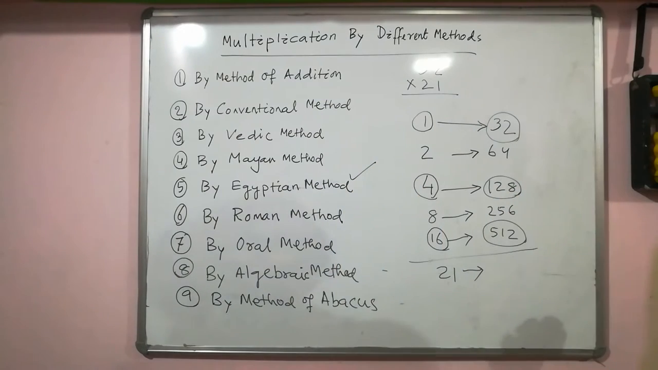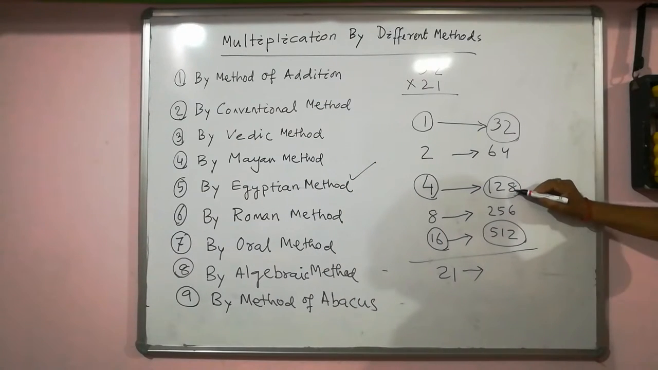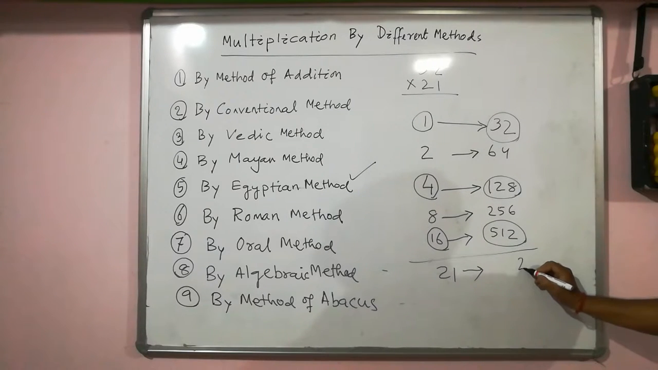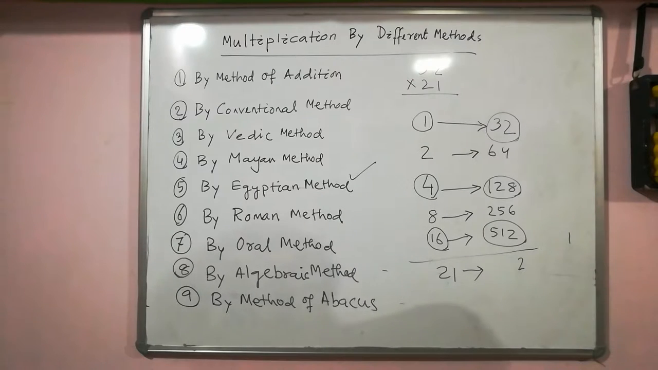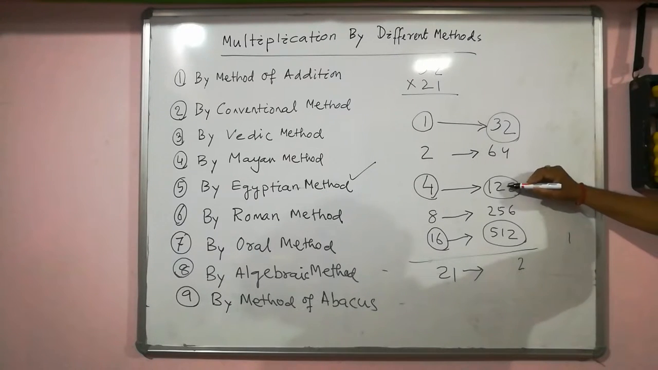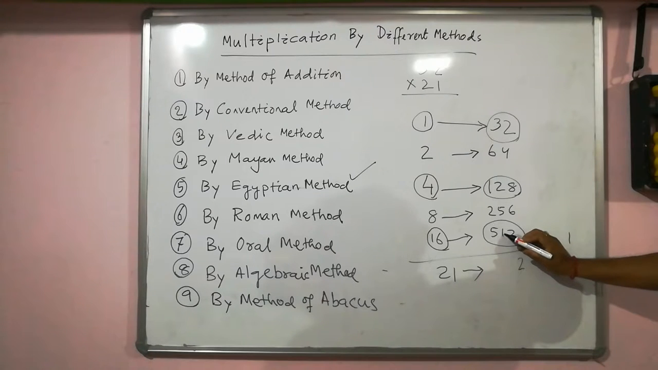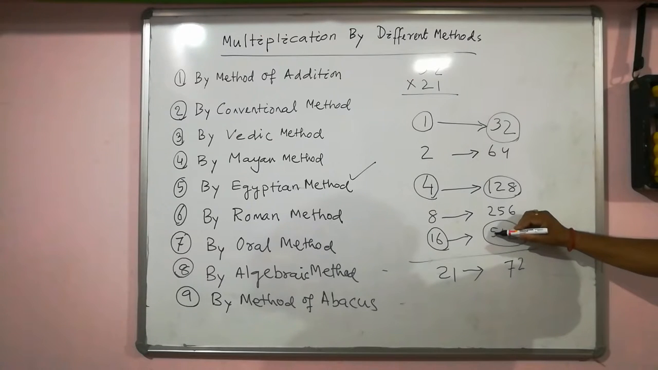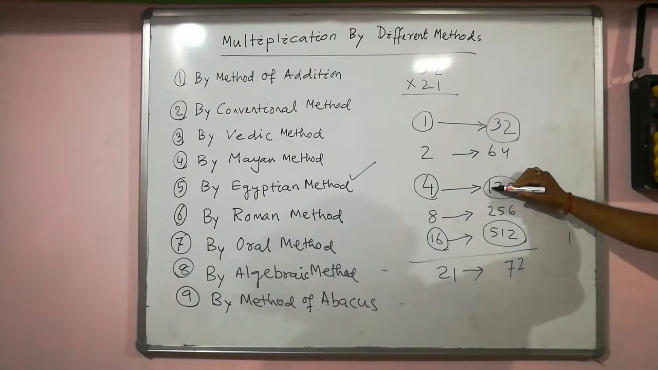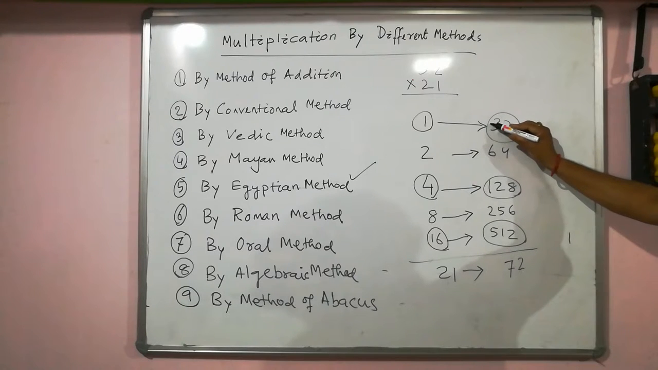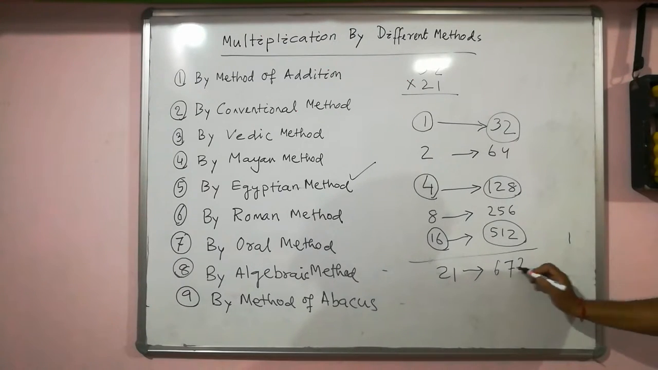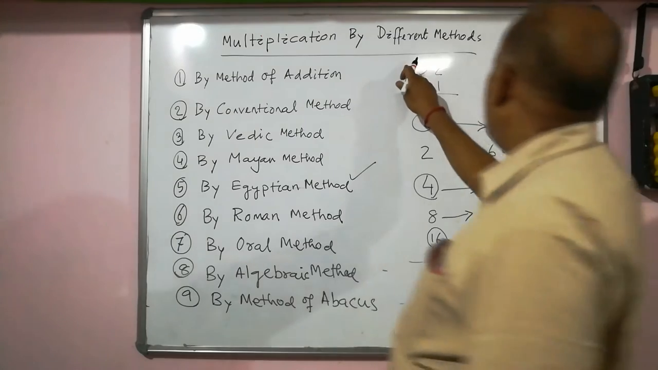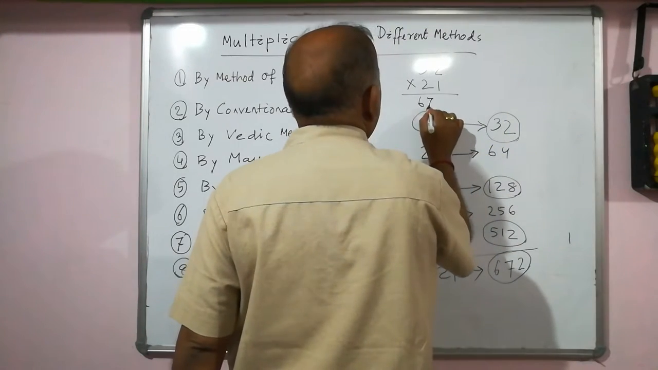You add these three. So this is 2, this is 8. 8 plus 2 is 10. 10 plus 2 is 12, 2. Take 1 here. Now this is 3, this is 2, 5 plus 1, 6, and this plus 1, this 7. Then 5 plus 1, 6, there is nothing in the third place. So 5 plus 1, 6. So 21 represents 6, 7, 2. So multiplication of 32 into 21 gives 6, 7, 2.